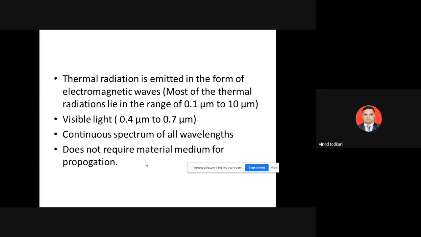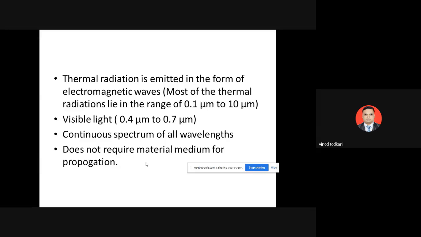So what is the wavelength range for thermal radiation? It is 0.1 micrometer to 10 micrometer. What is the wavelength range for visible light? It is 0.4 micrometer to 0.7 micrometer. Okay, so it is a continuous spectrum of all wavelengths. Even though I have mentioned 0.1 micrometer to 10 micrometer, it means that almost 99.99% falls in this range. It doesn't mean that 100% of the thermal radiations fall in this range, but almost all do.